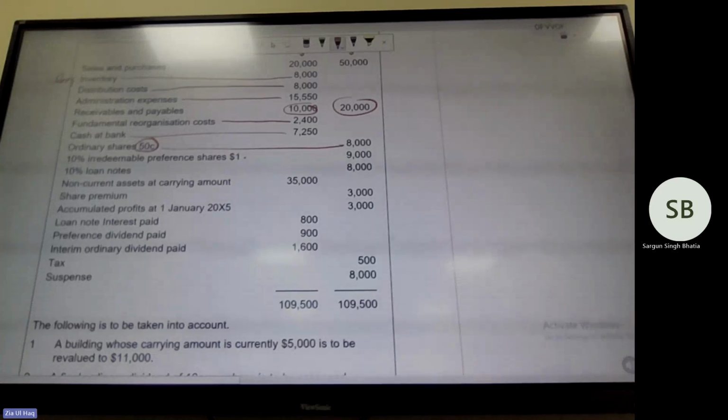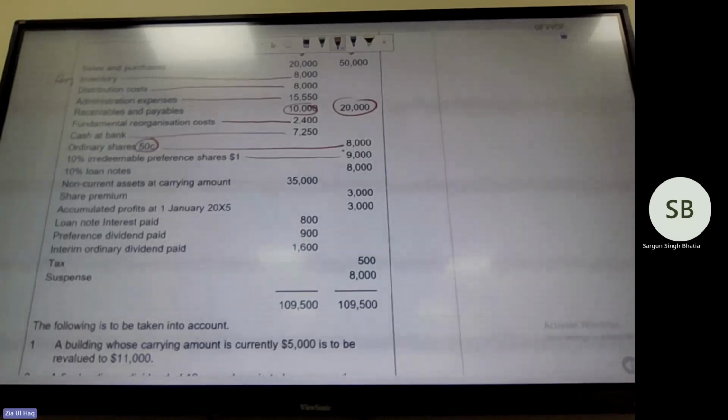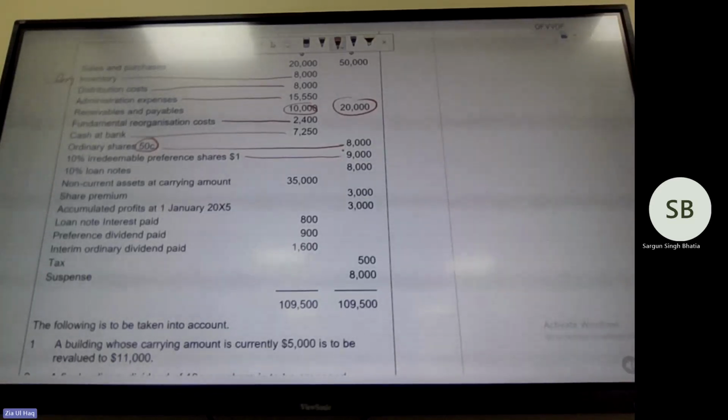10% irredeemable preference shares. Redeemable preference shares is a non-current liability. Irredeemable preference shares is part of equity. We have discussed this. Redeemable, that means we need to redeem, we need to pay back. If we need to pay back, that will be non-current liability. Irredeemable means these will not be redeemed, these will not be paid back. So the things that we got, we never ever pay back, that will be part of equity. And 10% loan note, this is long-term liability, non-current liability.